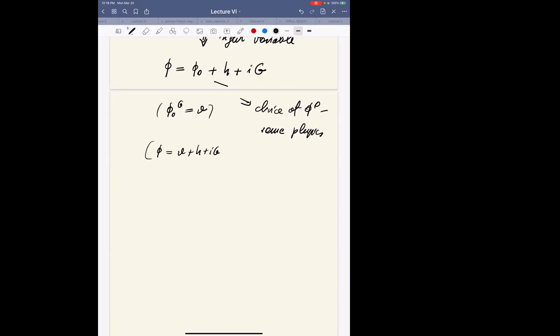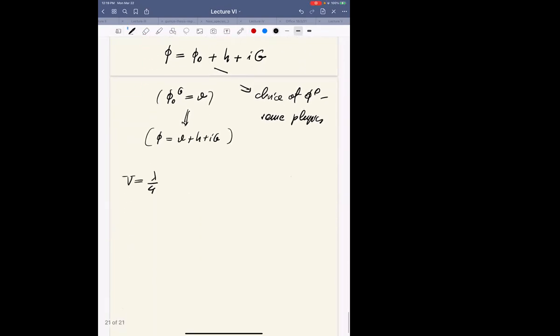This I will take. Let's try to be as general as possible in this case, but let's try to say what will happen. So what would the potential be? Potential will be the following. Maybe we should carry on before. So what do I have to do? I have to take phi star. So that's phi zero plus v plus iG times phi zero star, not plus v, plus h, I'm sorry. Plus h minus iG minus v square, everything square, right? This is lambda over 4. I get phi zero square minus v square.